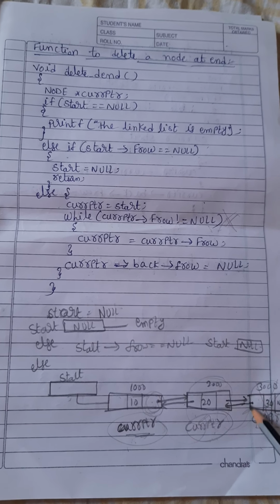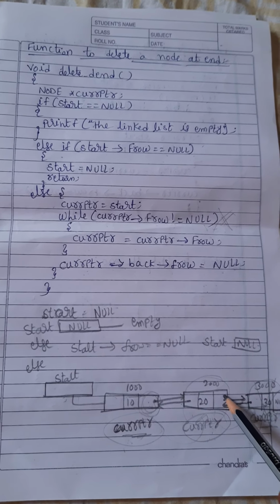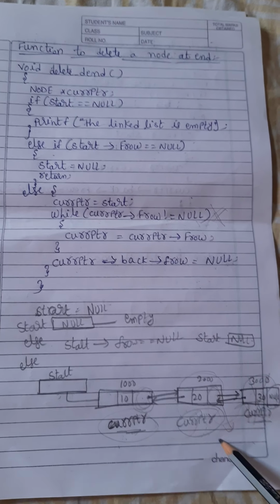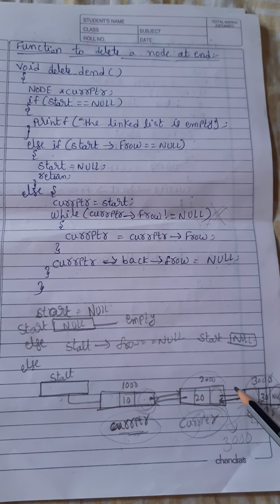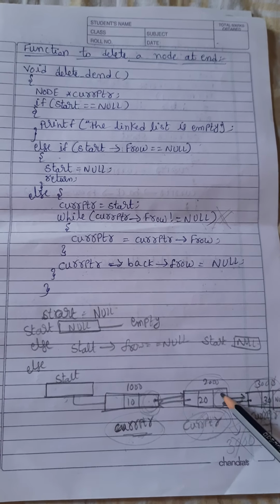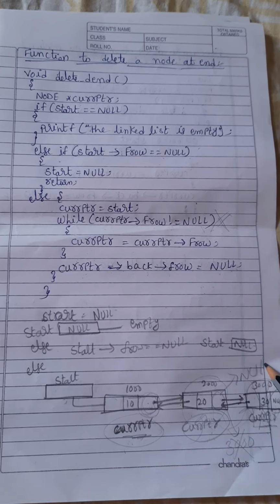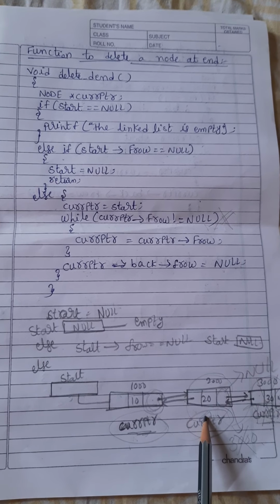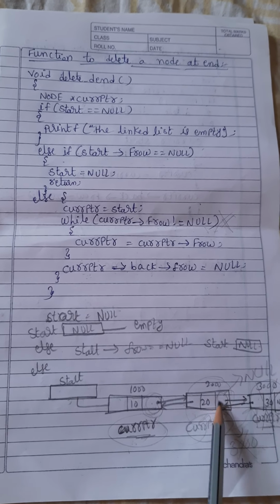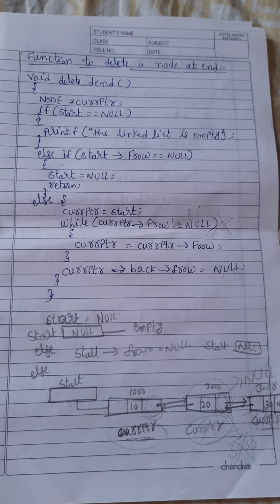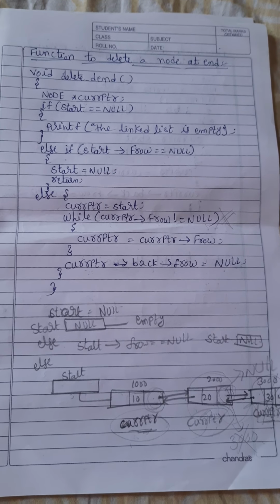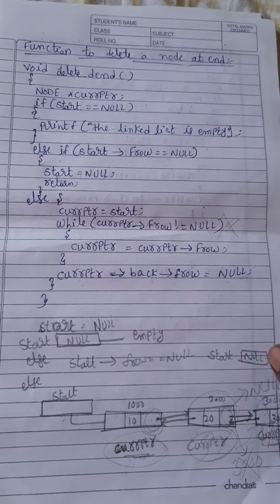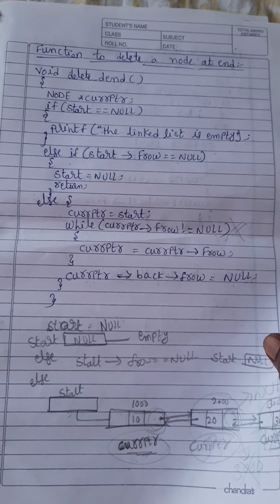Here this node has been deleted, so the address that we have stored here as 3000 will also be removed, and this will become null here. That is, this will become the current pointer, and back to fro will become null. We have assigned it to null. This is the node to delete at the end.